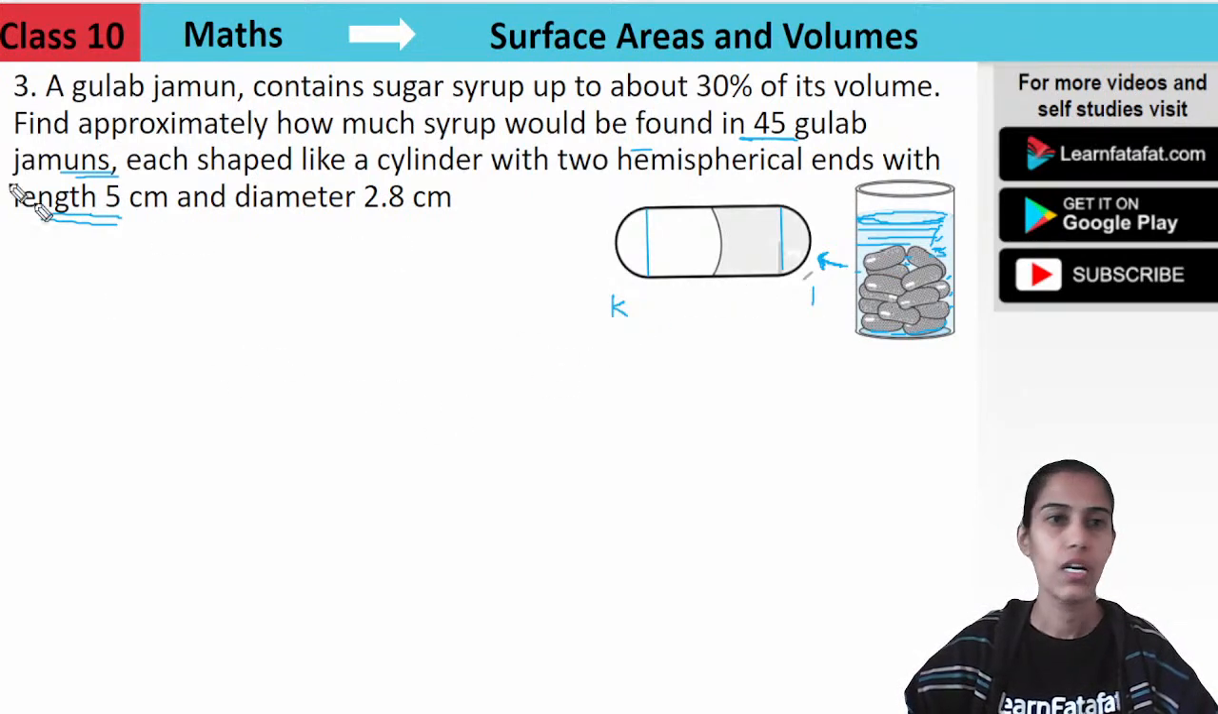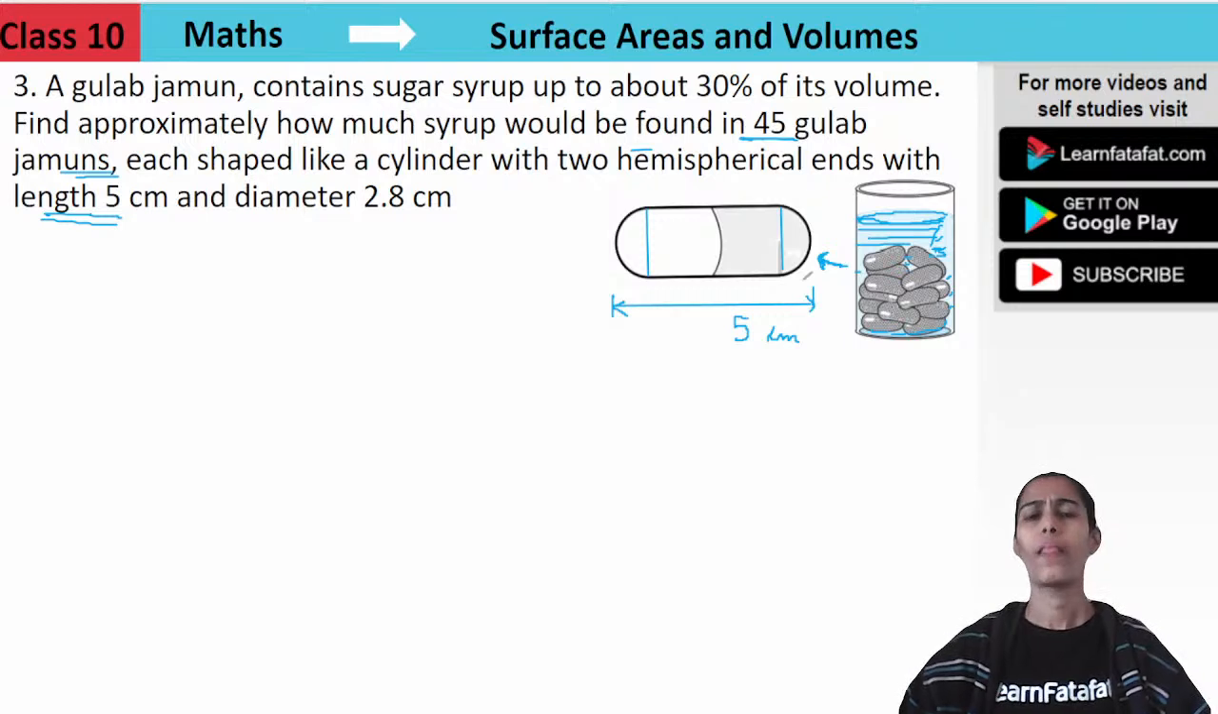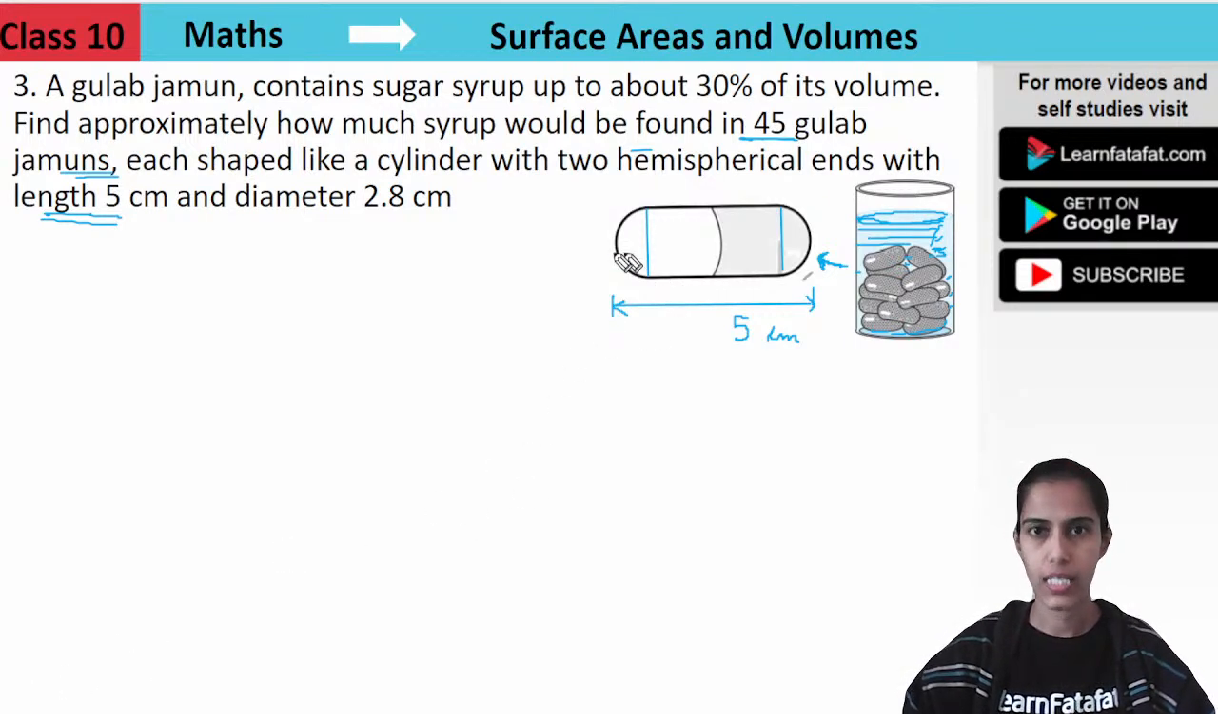How much is it? Let us mark it. From here to here, पूरा gulab jamun जो है उसकी length. So this is given as 5 centimeter. And diameter is given as 2.8. So from here to here, this diameter is given. Okay, ये पूरा है, measurement is 2.8 centimeter.